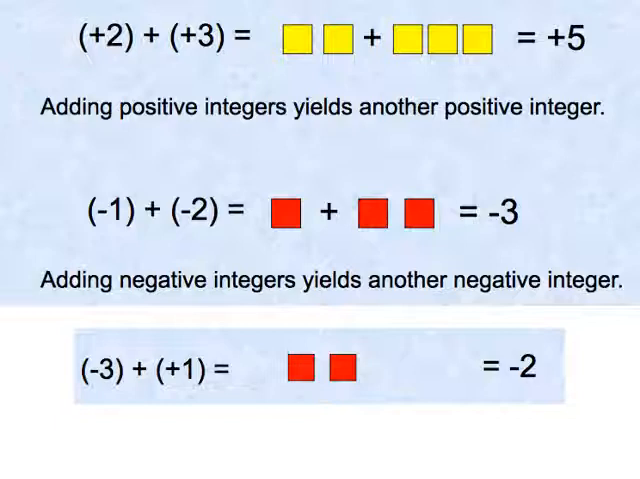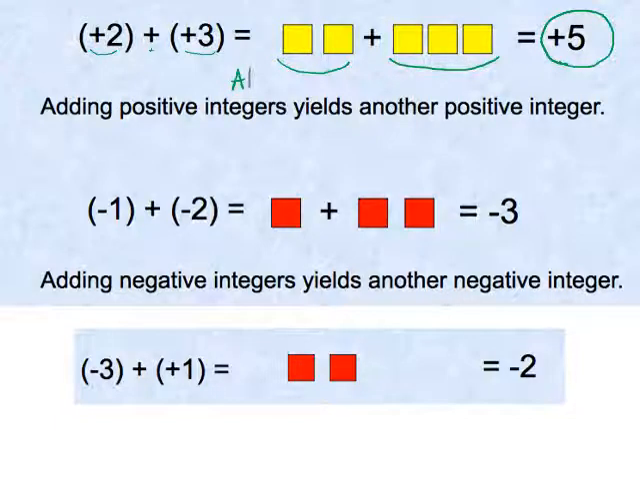Okay, here are the rules. Adding positive integers yields another positive integer. So that just means if I'm adding a positive plus a positive, let's say these yellow tiles represent positives. So I've got 2 yellows here plus 3 more yellows here. So altogether I would have 5 yellows, and we've said that yellow is representing positive numbers.